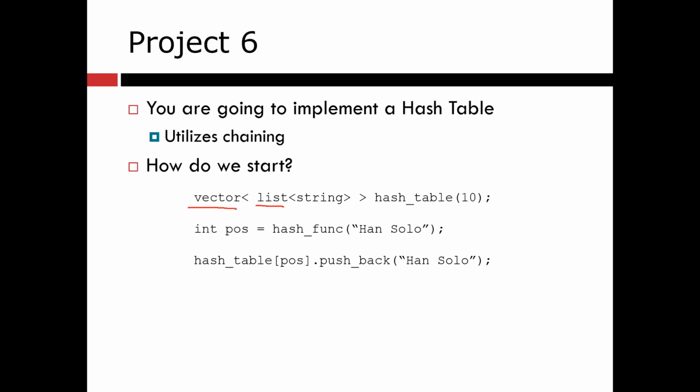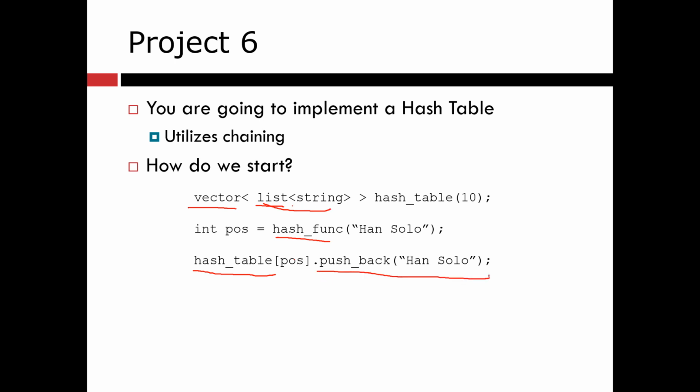You are more than welcome to use your lists and vectors from Project 2. You don't have to, though. You're welcome to just use the standard template library. So we're going to have some vector and some list, and then some hash function that will allow us to access our vector, but then that vector is going to be of lists, and so then that list you'll be able to push things onto.